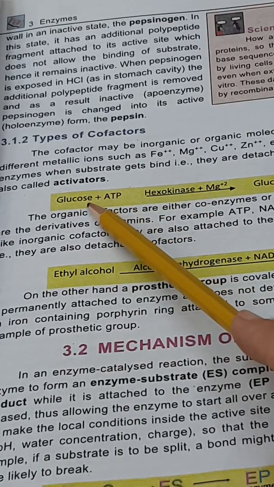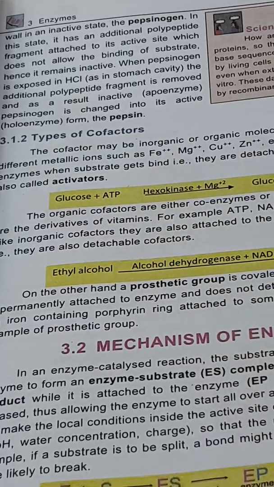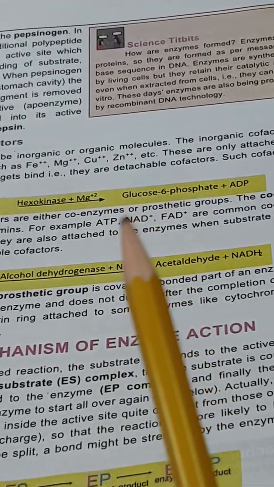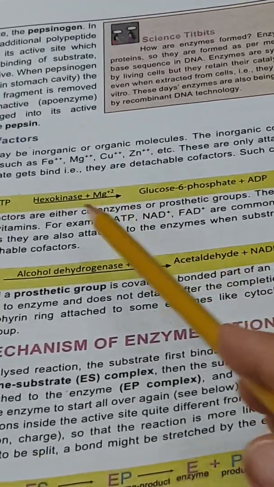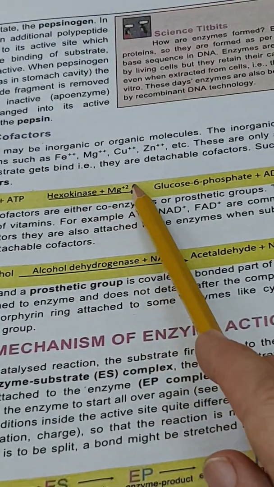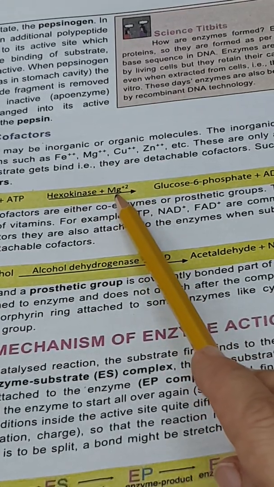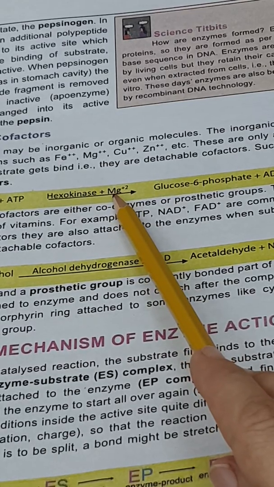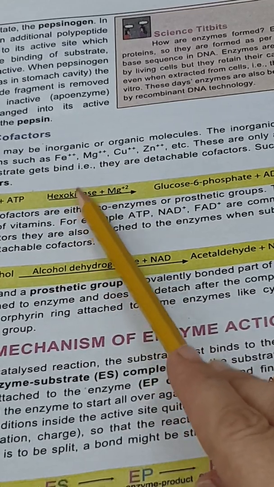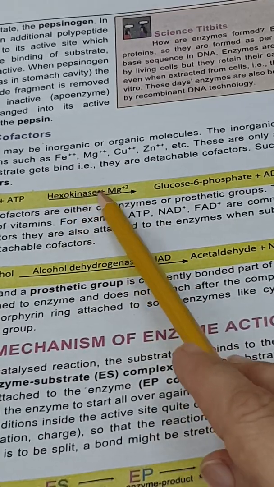You can see here that the reactants, the substrates glucose and ATP, change only to glucose 6-phosphate and ADP. This is the whole reaction, and here the enzyme hexokinase is working, but it needs the magnesium ion for its activity, and this magnesium acts as an activator. And these are detachable. Detachable means that they attach to the enzyme only at the time of reaction, and after the completion of the reaction they detach or separate from the enzyme.